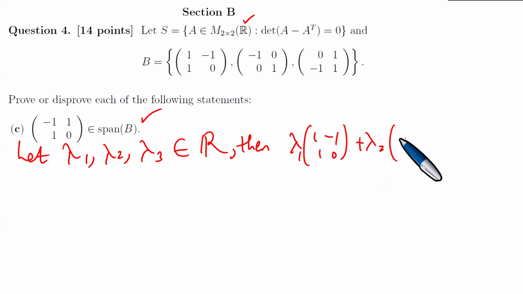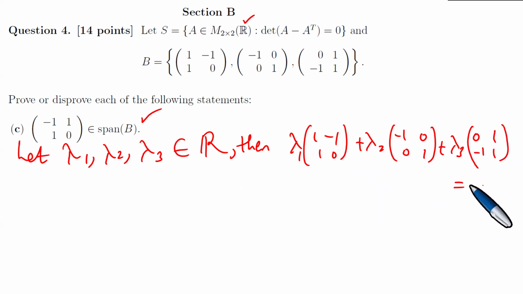Lambda 2 multiply the next matrix. Lambda 3 multiply the next matrix like this. And if we do this, the result of this is this one here, and this is exactly minus 1, 1, 1, 0. So we are effectively saying we can take a scalar and multiply this one here, take a scalar and multiply this one here, and then take a scalar and multiply this one here. If we multiply these with scalars, it is exactly equal to this.